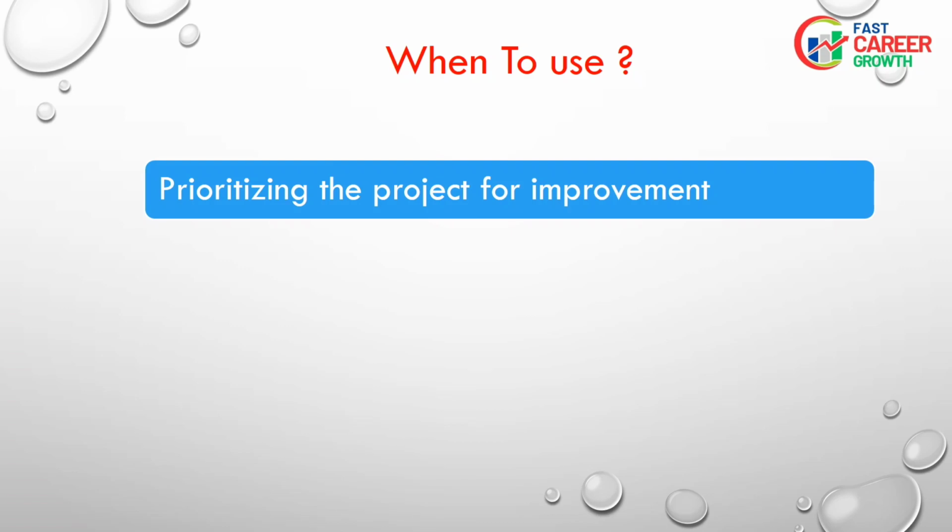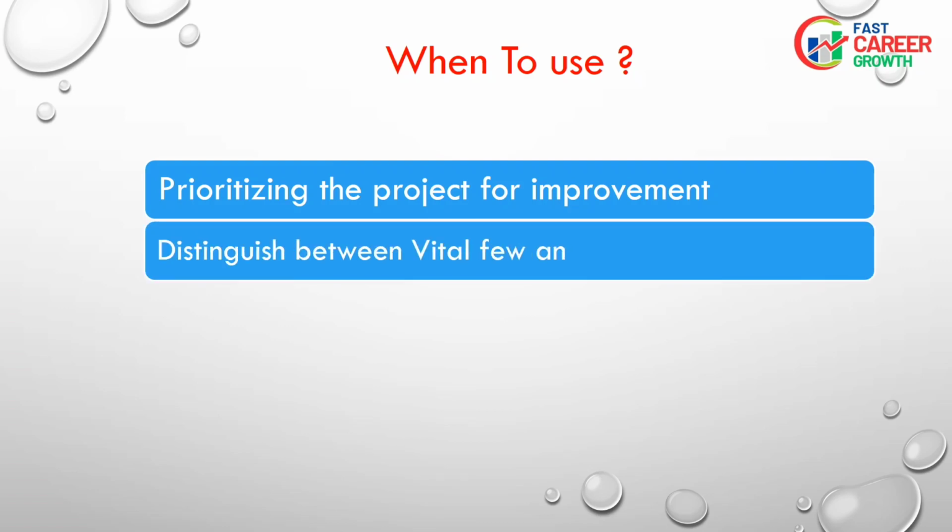By analyzing the most significant issues in each project, you can allocate resources to the one that will have the most substantial impact on overall quality or efficiency. Next, distinguish between vital few and trivial many. As mentioned earlier, the primary purpose of a Pareto diagram is to distinguish between the vital few and the trivial many. This is especially useful in quality control and process improvement. It helps you pinpoint the critical issues that require immediate attention and differentiate them from less important ones.